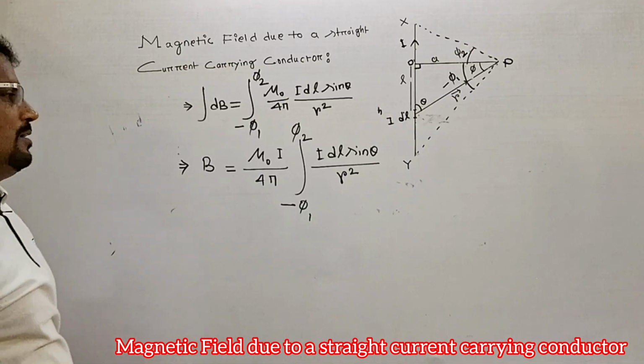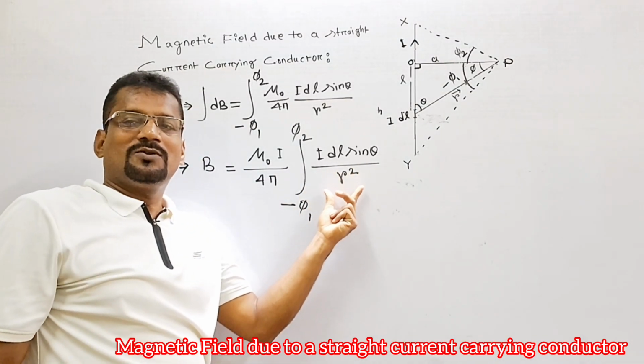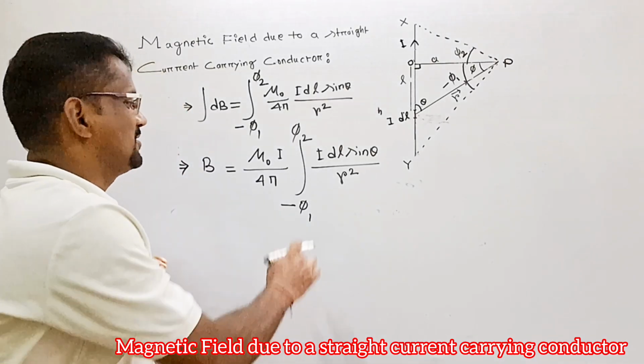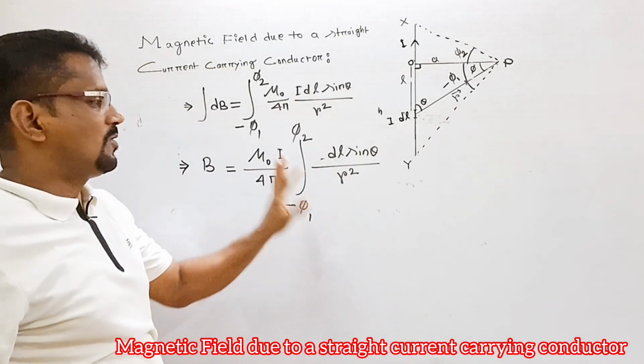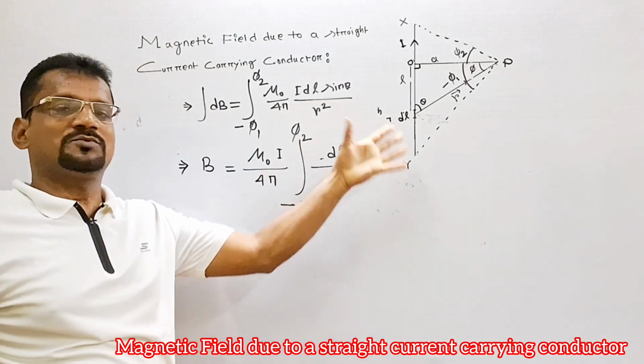Now our main thing is that we have to transform all this in terms of one variable. So first of all, I is constant, I have taken it out. Now sin theta: we are interested in converting everything in terms of phi.